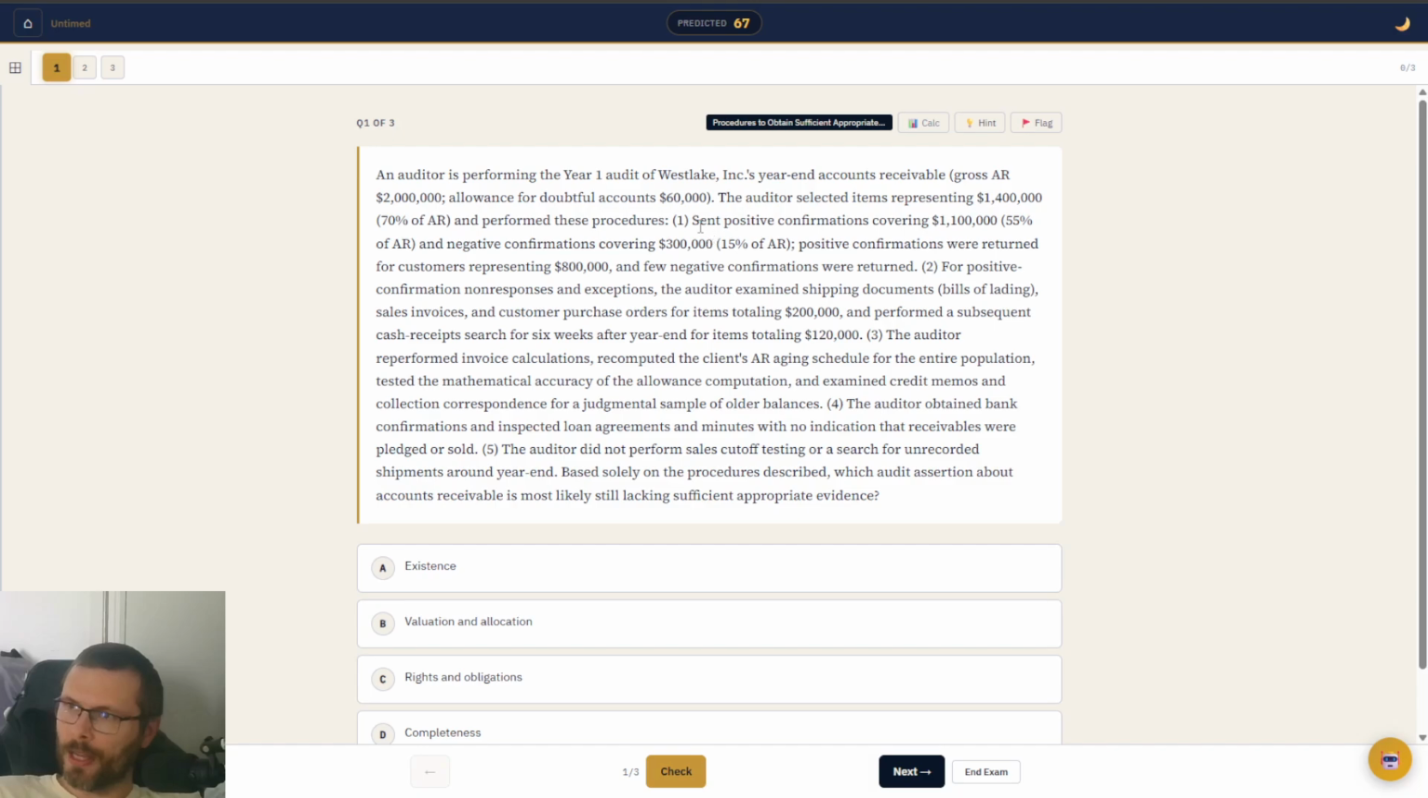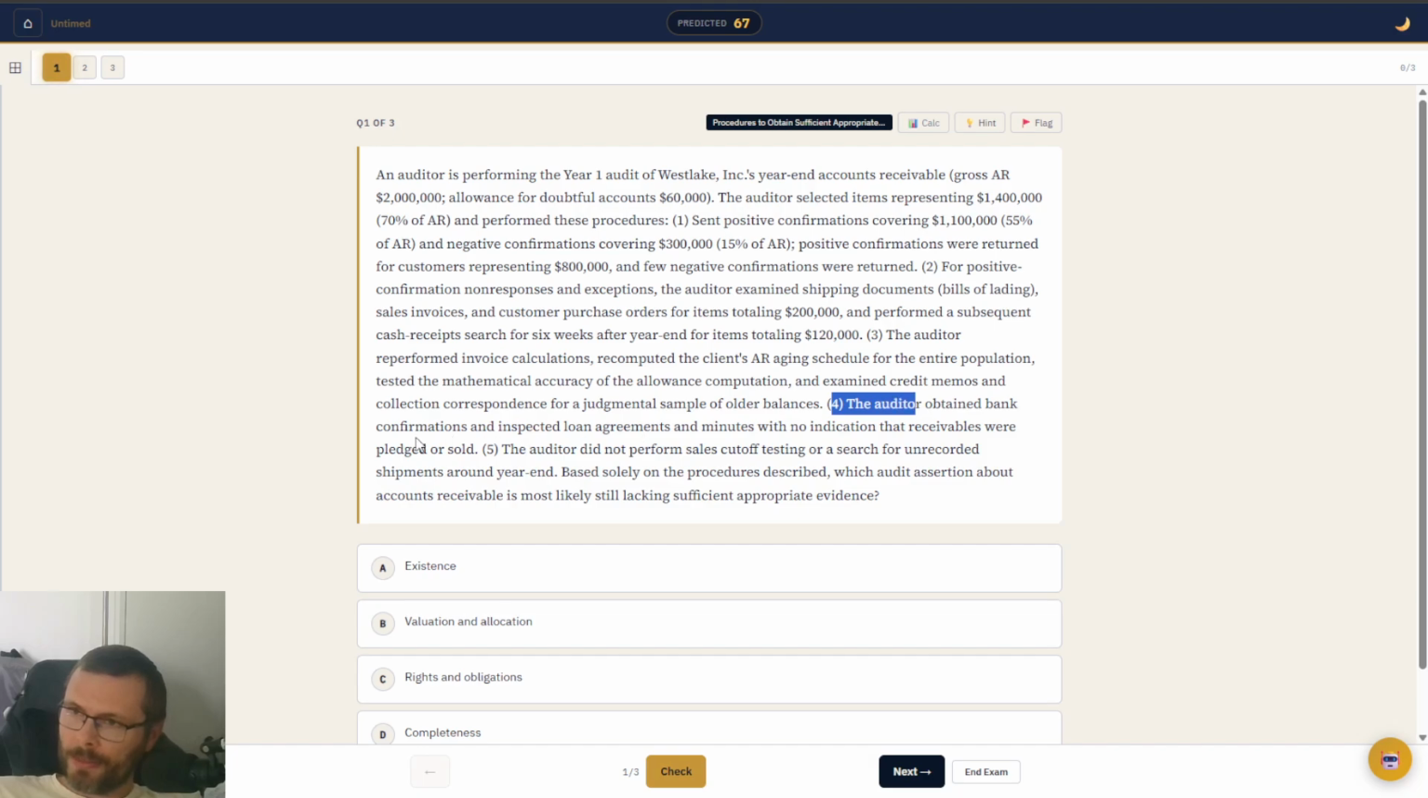Procedures: sent positive confirmations and negative confirmations. Okay, so send some confirmations. Existence, that one's done. Cross off A. Two, positive confirmations again. The auditor examined shipping documents. That's existence still. We've already crossed it off. Move on. Number 3, the auditor reperformed invoice calculations. Okay, so when you're reperforming calculations, you're doing valuation. Cross off B. They're good there.